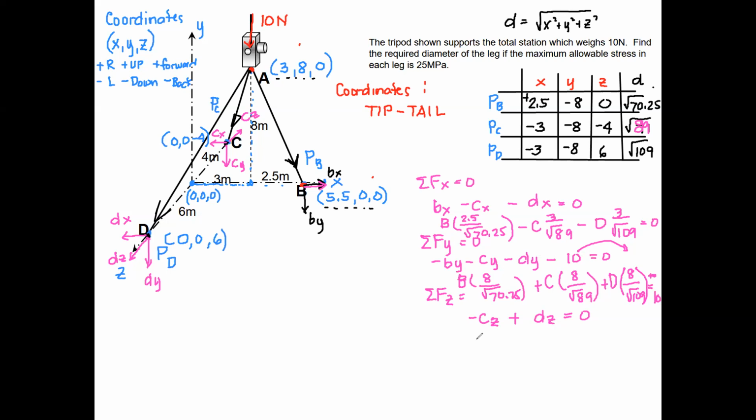Okay, yan. And then finally here, C times CZ, 4 over square root of 89, kaya lang negative yan, plus D times Z is 6 over square root of 109, and then equal to 0. Can you solve these three equations, three unknowns?